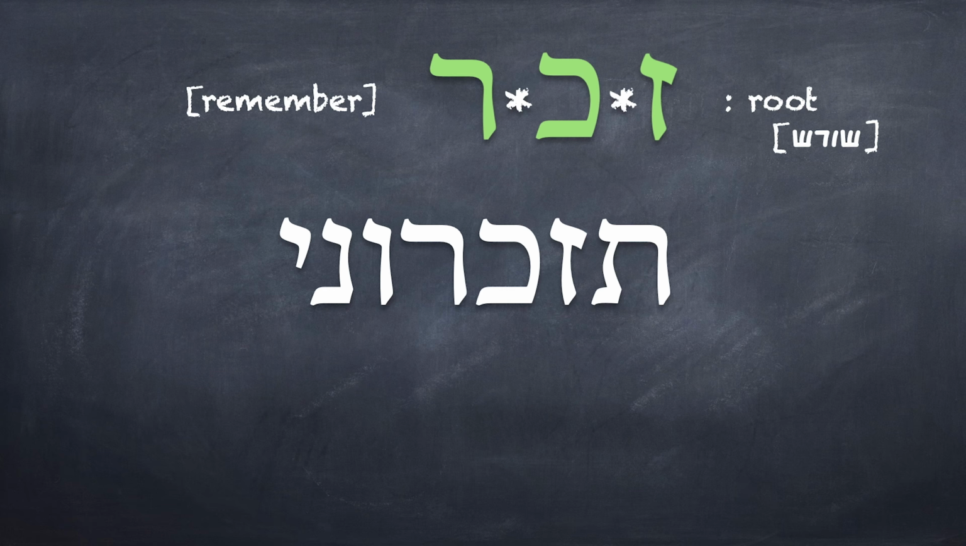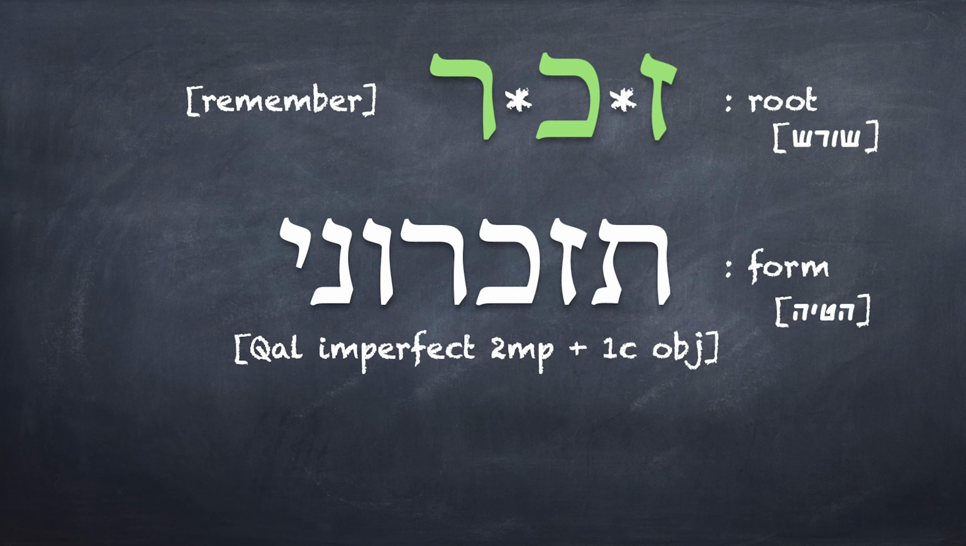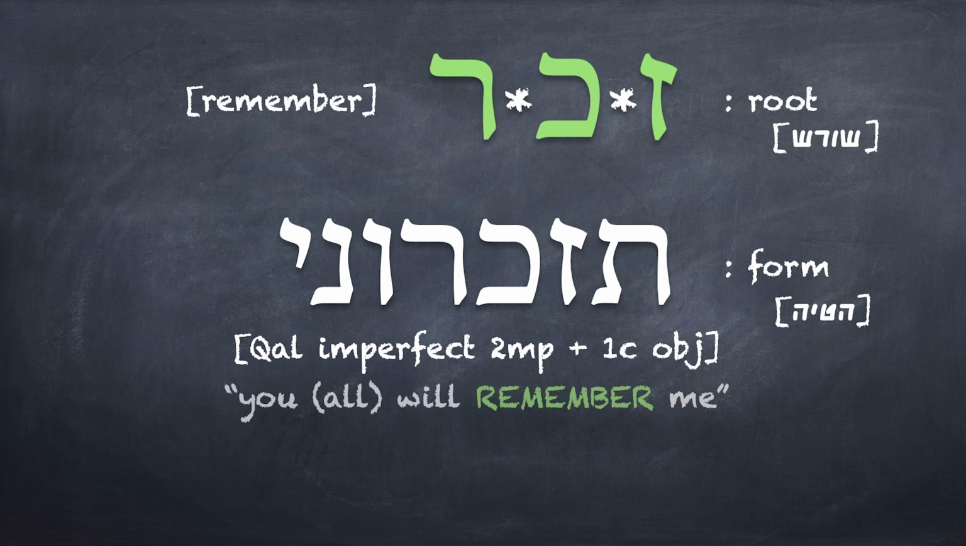Those specific expressions, like our verb tizkeruni here, are known as inflected forms of the root, or in Hebrew, the hataya. Those extra letters nuance the meaning of the shoresh, with things like tense and gender and who's doing the action and to whom. For tizkeruni, we can parse the hataya to learn that this is a kal imperfect second masculine plural verb with a first common objective suffix. Now that's a lot of technical mumbo-jumbo, but the output of it all is that in this form, the root remember is inflected to mean you all will remember me.